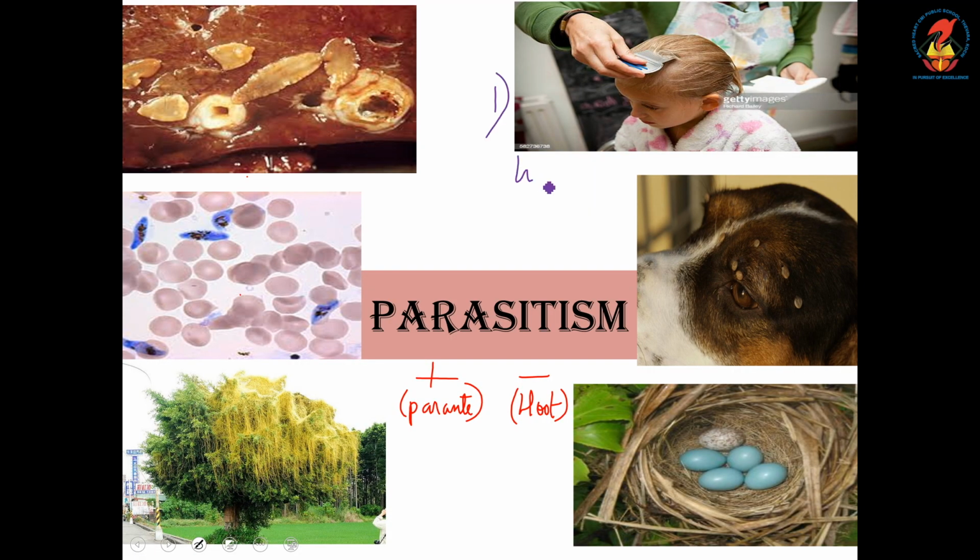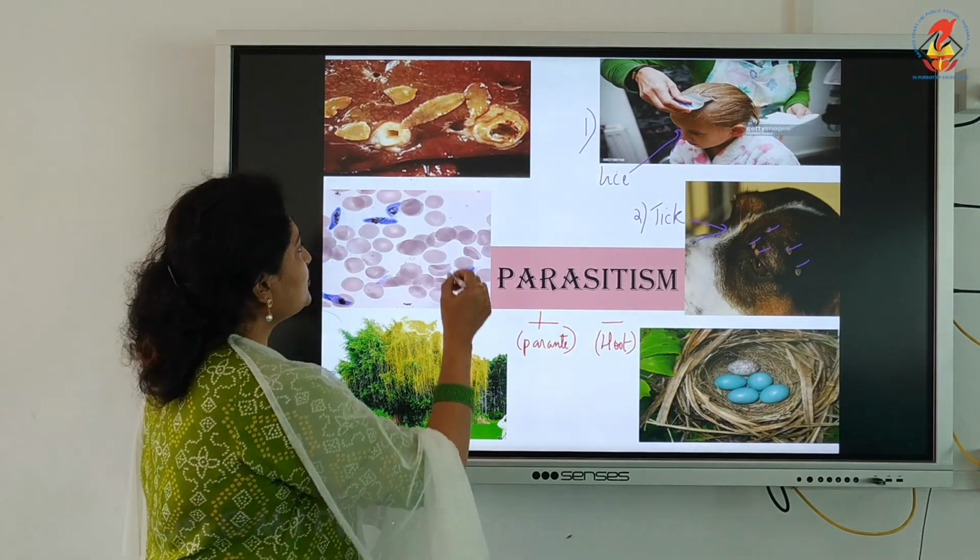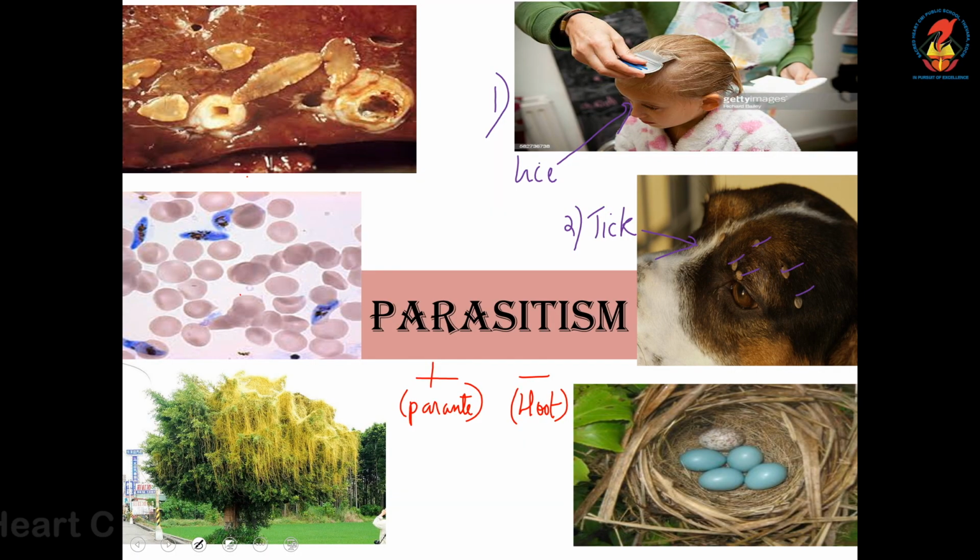Ectoparasites: one, lice on the head of man. See, you can see lice on the head of man. It's an ectoparasite. Second, ticks on the body of dogs. See, you can see some ticks here and there near the eye. It is an ectoparasite. Then, two examples of endoparasites.